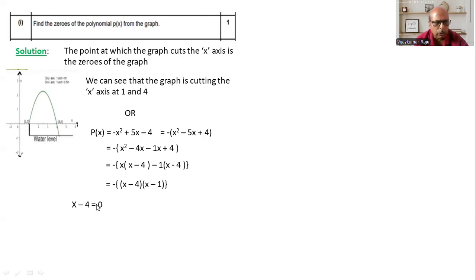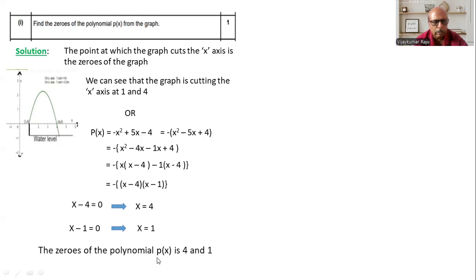X minus 4 is 0, means that x is equal to 4. And if x minus 1 is 0, it means x is equal to 1. So that means we are getting the same answers, 1 and 4. So we can conclude that the zeros of the polynomial p of x are 4 and 1.